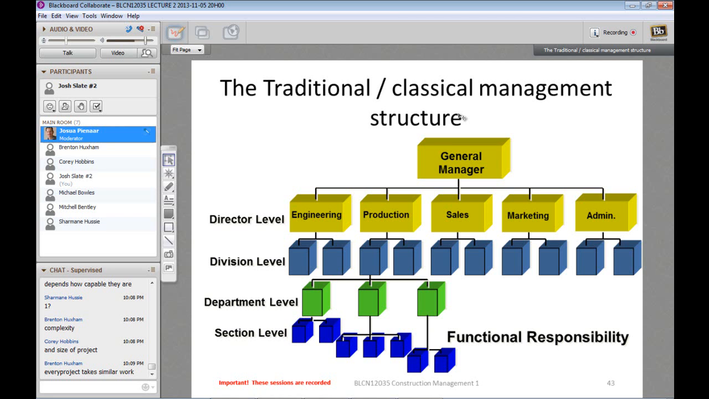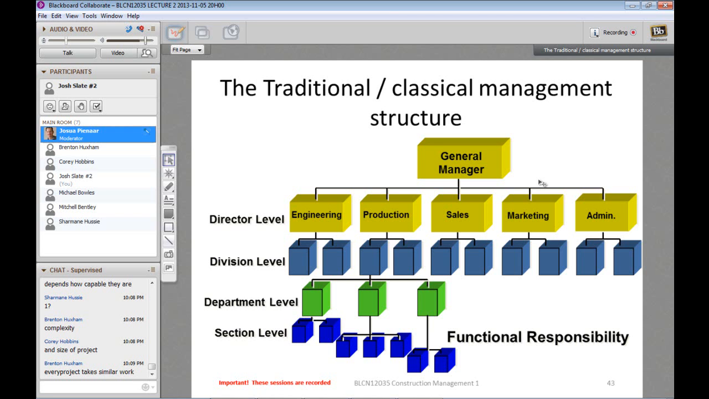So that's just how it works. And there you can see there's a traditional or functional classical management structure. So we've got our general manager, or our company CEO, who sits on top, and he's got the different divisions, each of those management functions: engineering, production, marketing.